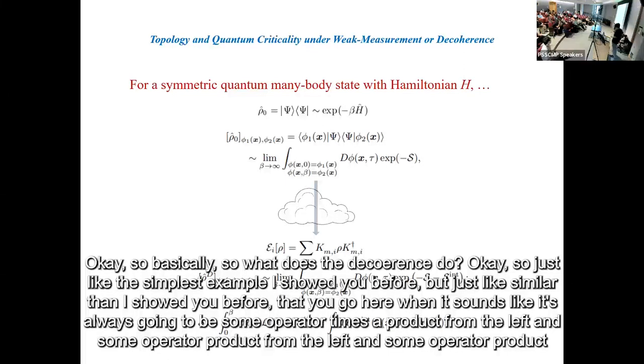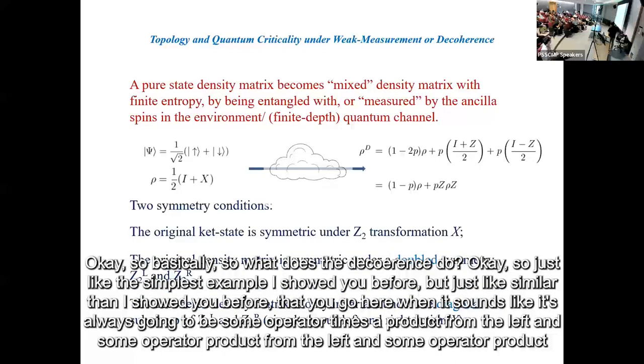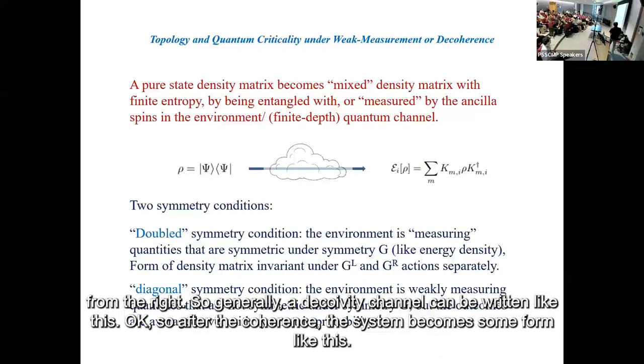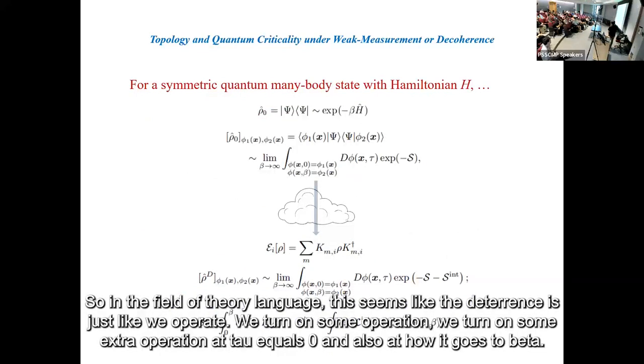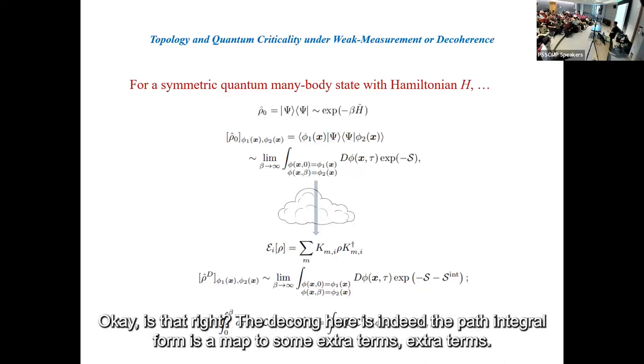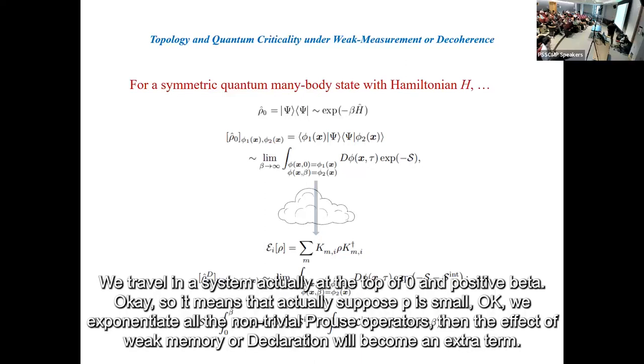So what does decoherence do? Just like the simplest example I showed you before, decoherence looks like it's always some operator product from the left and some operator product from the right. Generally, a decoherence channel can be written like this. After decoherence, the system becomes some form like this, and K is called the Krauss operator, multiplied from the left and from the right. So in the field theory language, decoherence is like turning on some extra operation at tau equals zero and also at tau equals beta. The decoherence in this path integral formalism is mapped to some extra terms we turn on in the system, at tau equals zero and tau equals beta.